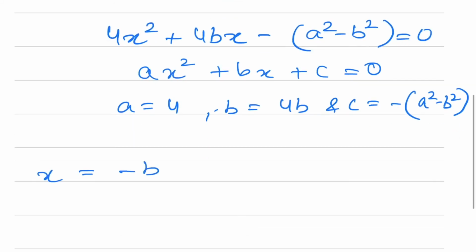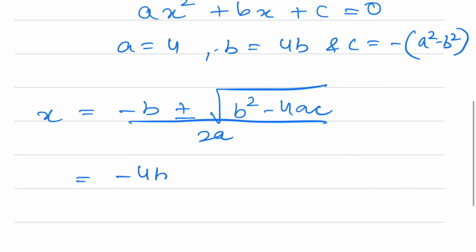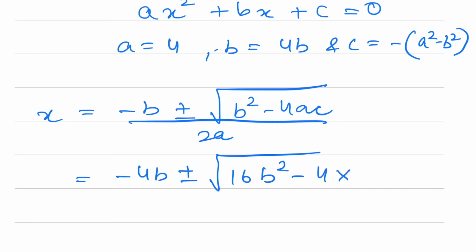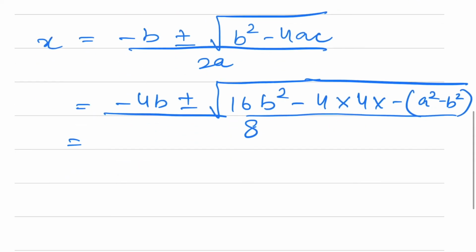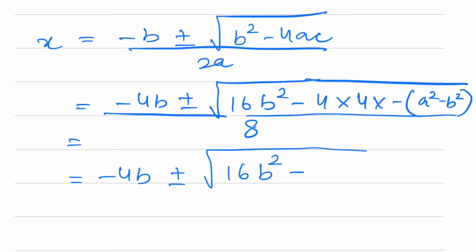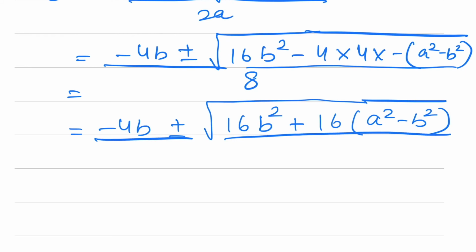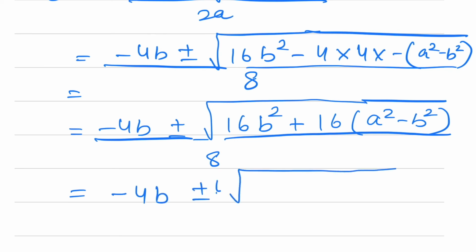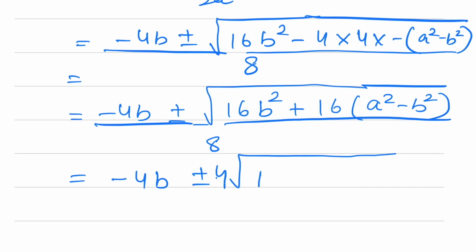So I can substitute for x. So x is equal to minus b plus minus square root of b square minus 4ac by 2a. So I get minus 4b plus minus square root of 16b square minus 4 into 4 into minus a square minus b square, by 2 into 4, 8. So I get minus 4b plus minus, this is equal to 16b square, it becomes plus, minus minus sign, a square minus b square by 8. This is equal to minus 4b plus minus. Here I can take out 4 outside because 16 will become 4. So b square plus a square minus b square by 8.